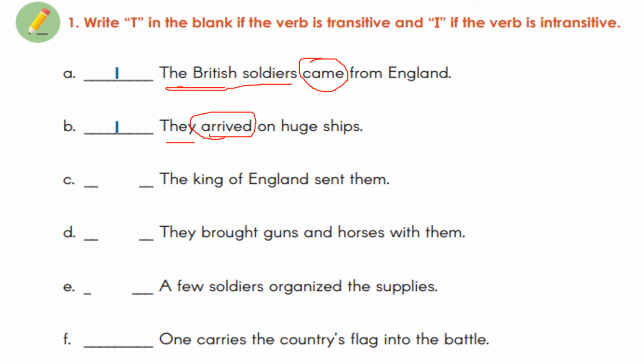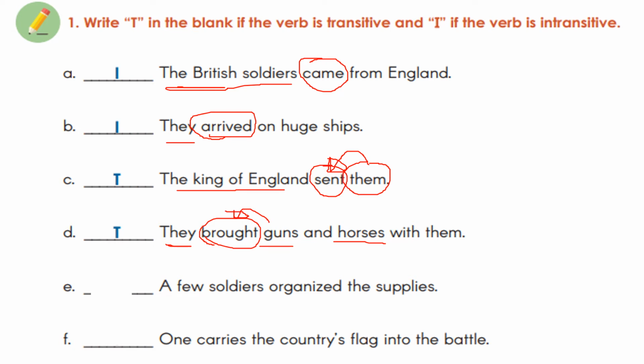Letter C. The King of England sent them. So the subject that we have, the King of England, and sent here is the action verb, and them is the direct object that receives the action. So this is transitive. Excellent. Letter D. They brought guns and horses with them. So they is the subject and brought is the action verb, and guns and horses is the direct object. What did they bring? They brought guns and horses, so they receive the action. So this is a transitive verb.